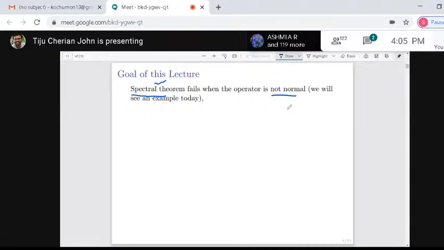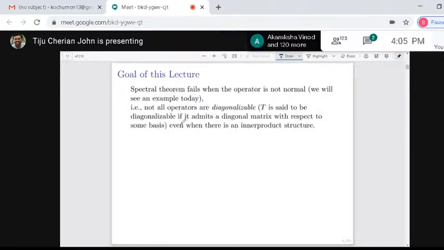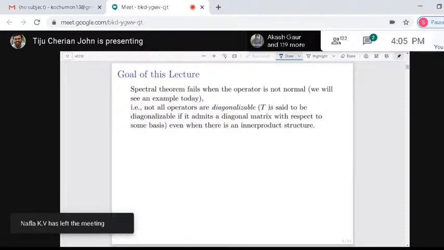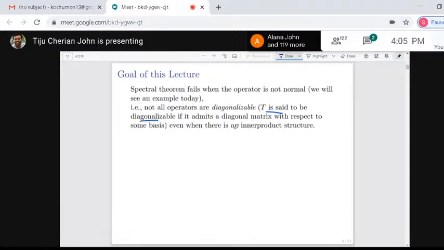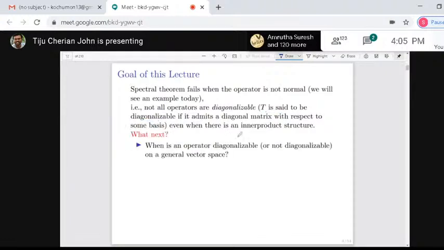It is if and only if: an operator is diagonalizable in an inner product space using an orthonormal basis if and only if it is a normal operator. But not all operators are normal, and not all operators are diagonalizable. I have written the definition of diagonalizability if you need it. Even when there is an inner product structure, you don't always get diagonalizability. So what next? What can you do next? When is an operator diagonalizable?